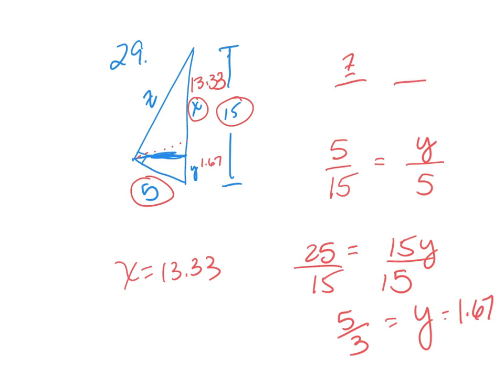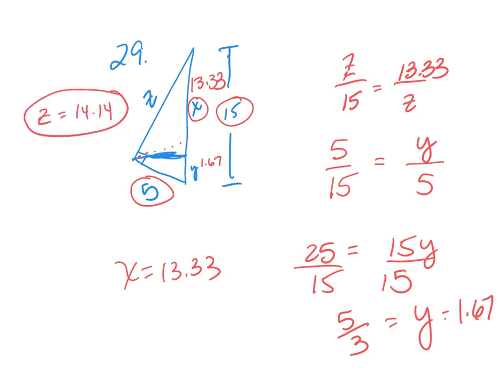Yes, because it's a leg, and that's over between the whole hypotenuse and the piece next to the leg. And this is going to give you an ugly decimal. Multiply 15 by 14. What's above the Z? I can't see it. 13.33. Okay. So when I cross multiply, I get z squared equals 190 something. And then you square root that 190 something and you get 14.14.